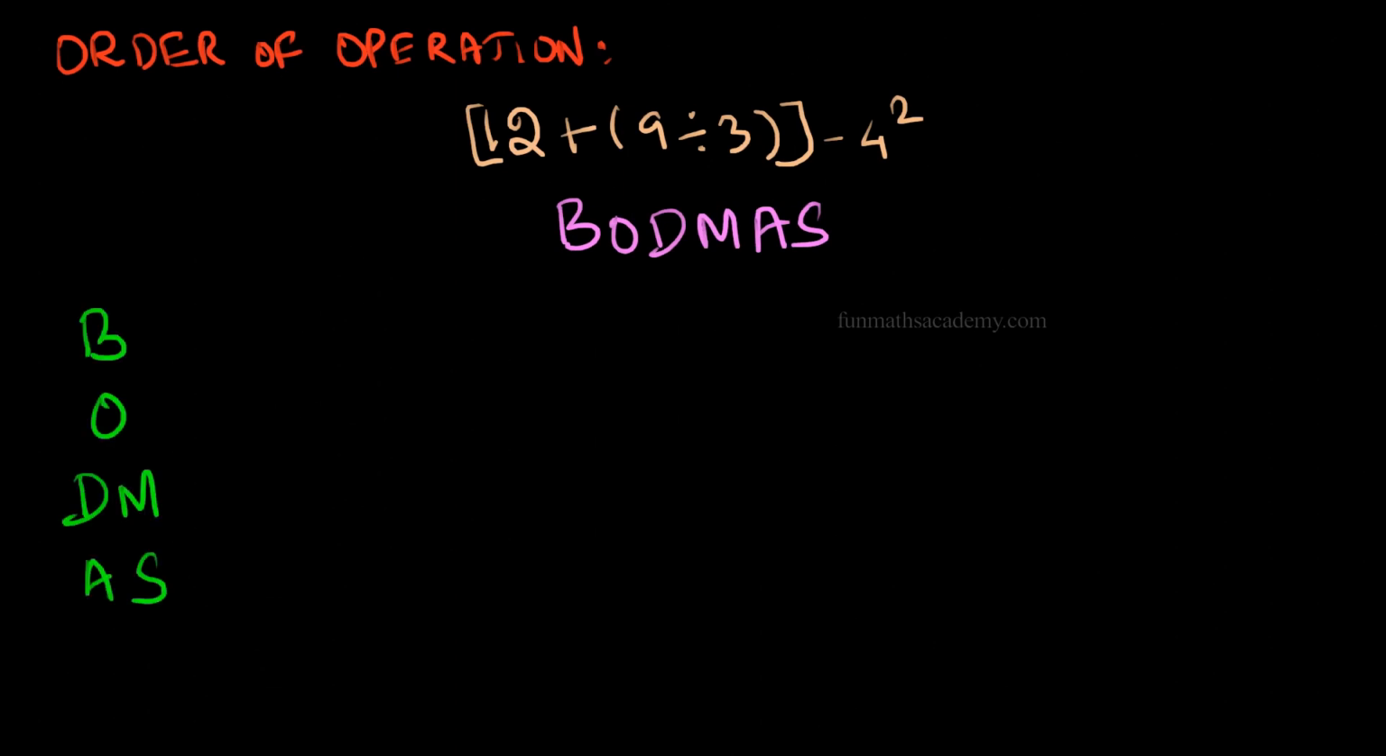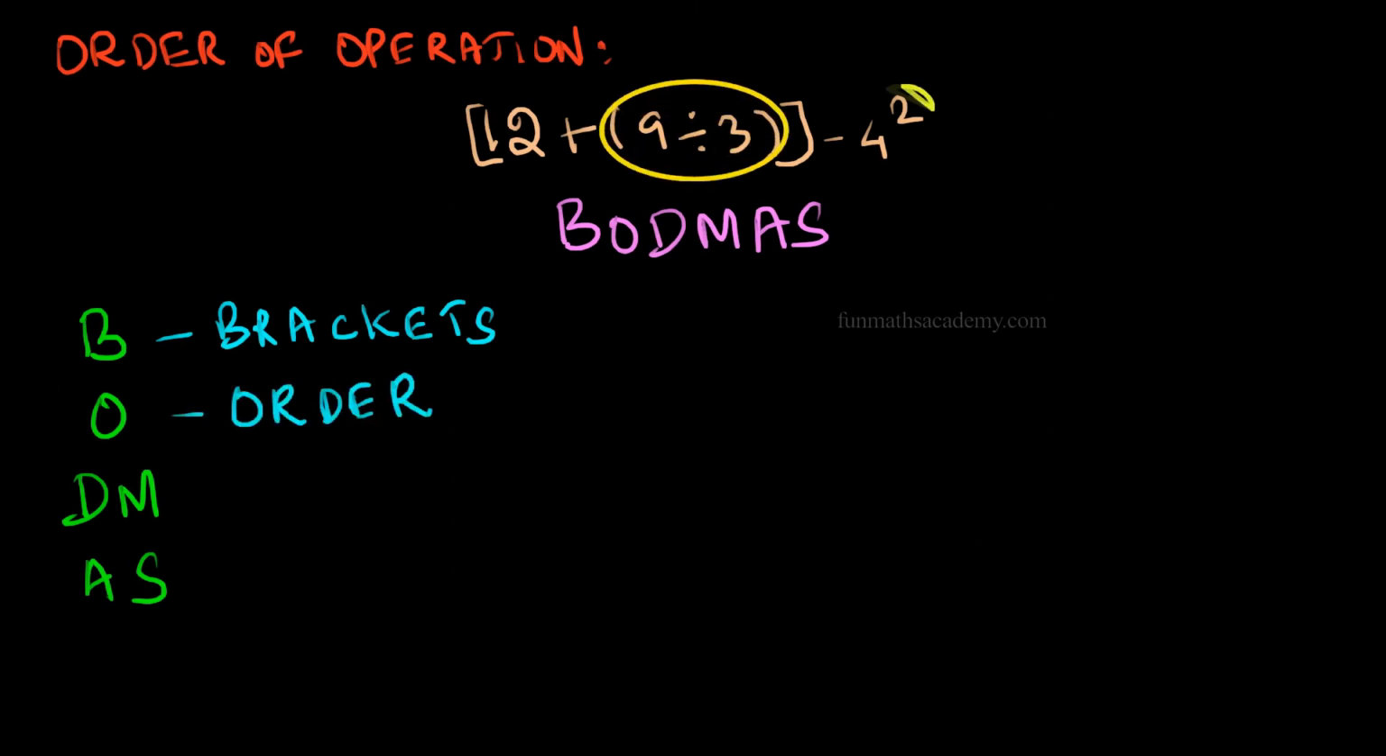B stands for brackets, meaning the calculation inside the braces should be done first. In case there is more than one set of braces in an expression, we need to start from the innermost braces and work our way out. Second, O stands for order or index or exponent.